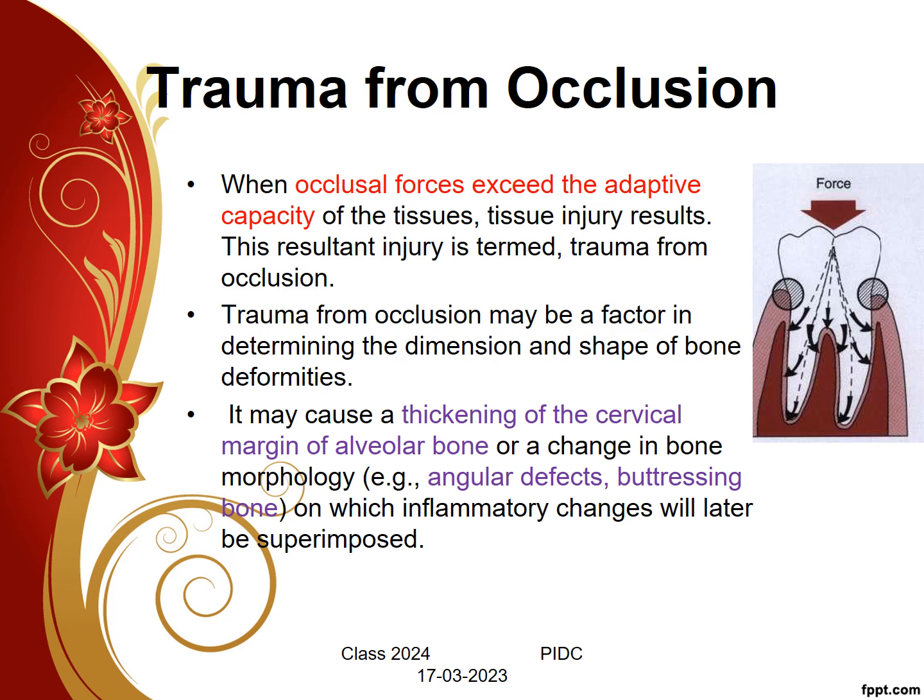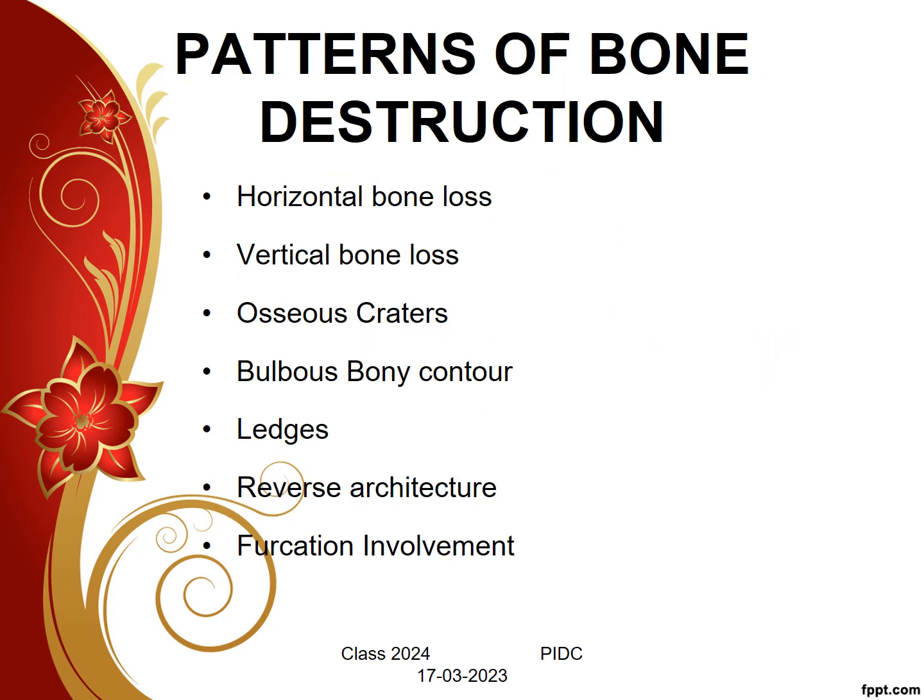Coming on to trauma from occlusion, I think we had the last class on this. When the occlusal forces exceed the adaptive capacity of the tissues, tissue injury occurs, and this injury is termed trauma from occlusion. Trauma from occlusion may be a factor in determining the dimension and shape of the bone deformities. It may cause thickening of the cervical margin of alveolar bone or a change in bone morphology on which inflammatory changes may later be superimposed.